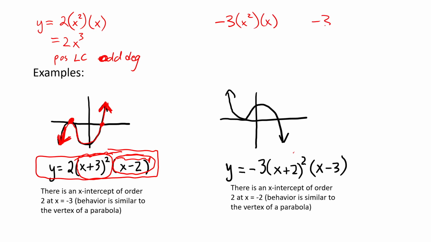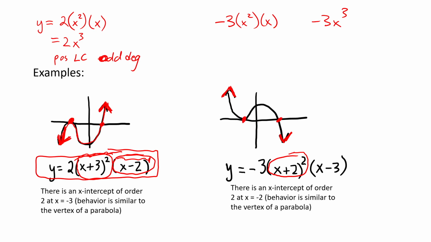So my lead term will be -3x cubed. That means I'll have a negative leading coefficient and an odd degree. So my end behaviors will be in quadrant 2 and in quadrant 4. Then reading left to right, I'll see that I have an x-intercept of order 2 at x equals -2 and an x-intercept of order 1 at x equals 3.